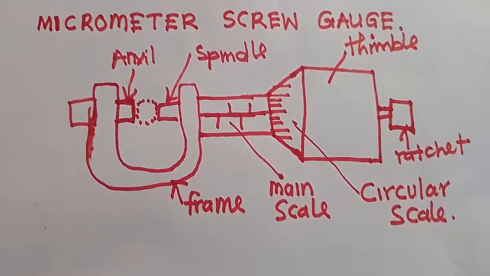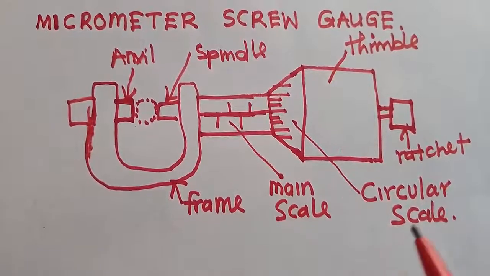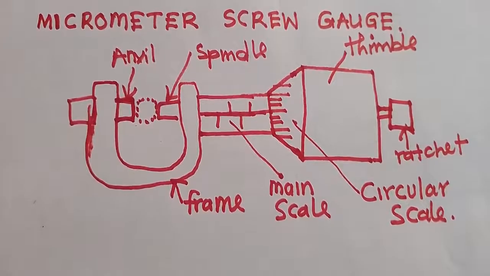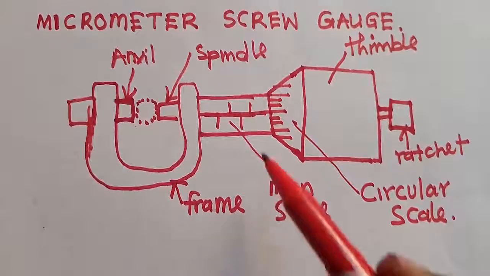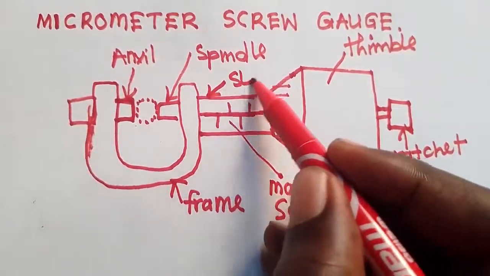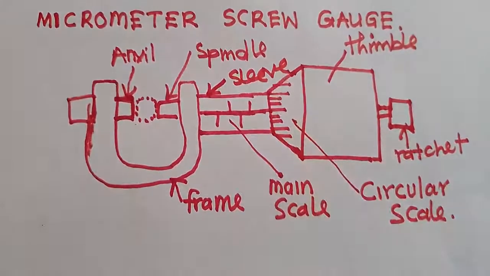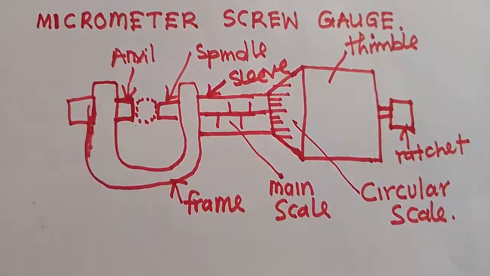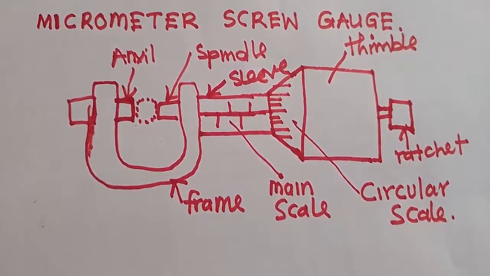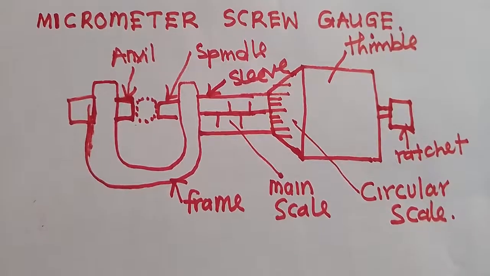So I want you to know this. These are some of the parts that you need to know and understand under a micrometer screw gauge. Maybe if they tell you this part here, this is called a sleeve. Just a sleeve. So you understand how a Vernier caliper is and how a micrometer screw gauge is.